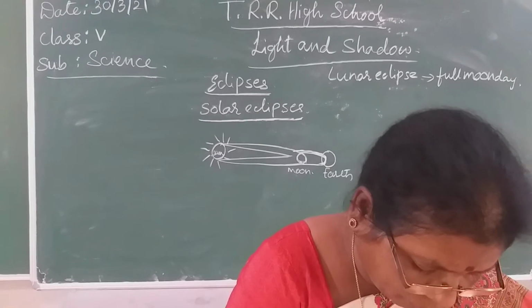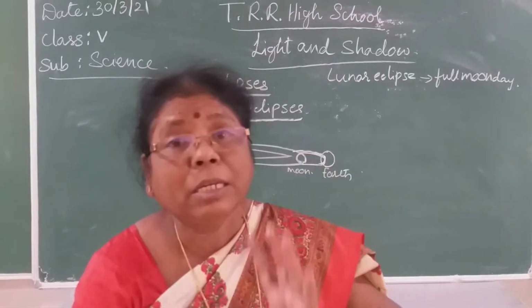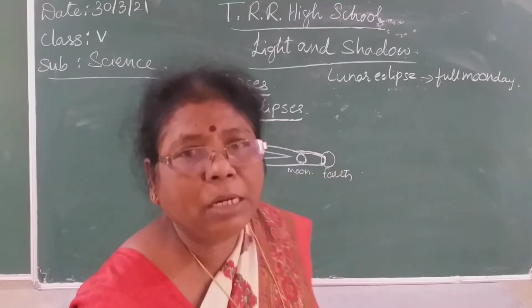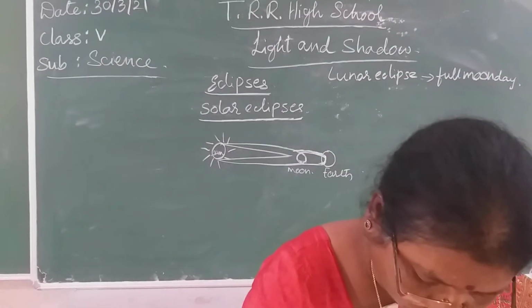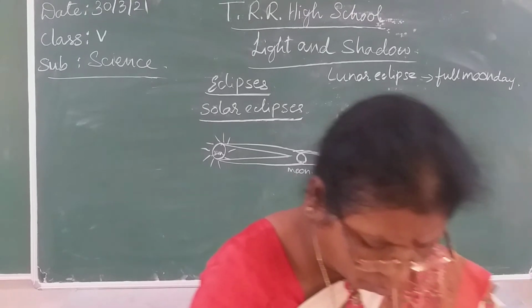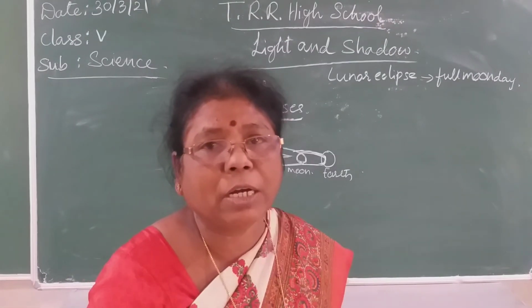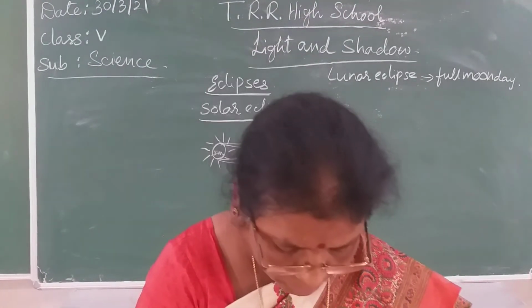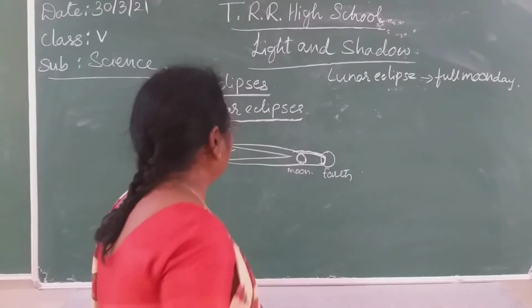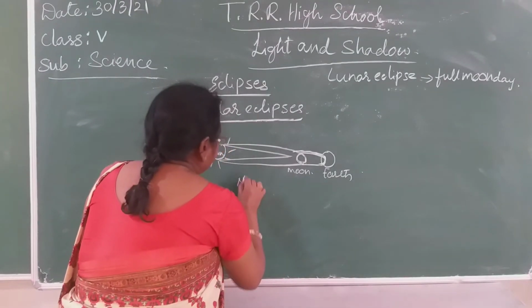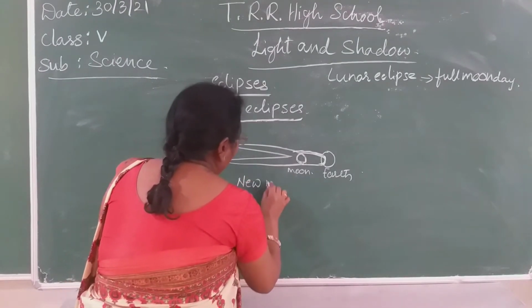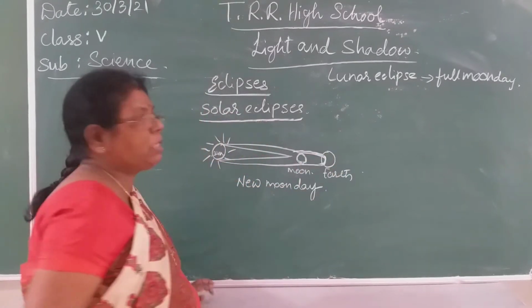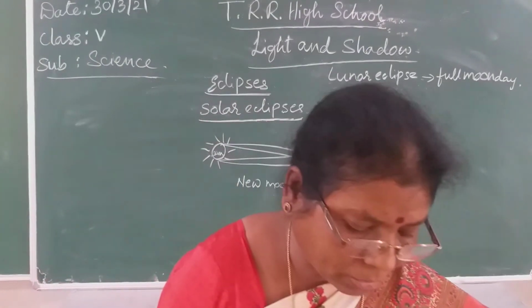If the shadow of the moon completely covers the earth, then a total solar eclipse occurs. And if the moon covers only some parts of the earth, then it is called a partial solar eclipse. It occurs on new moon day.